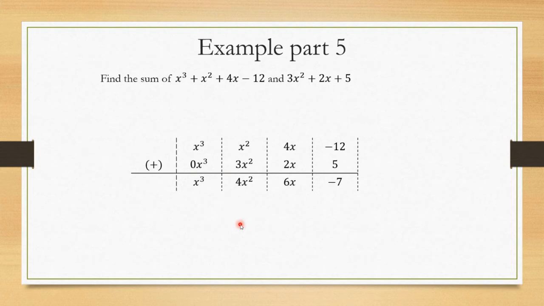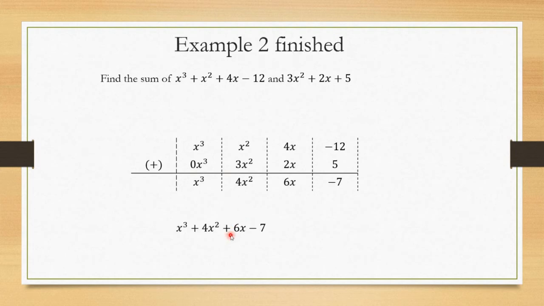But of course, we want to write our answer as a polynomial. So we do that. And notice it's already in standard form. How do I know that? The exponents of x are decreasing as you go from left to right. So that's good. That problem is done. Okay, so that's our first example.